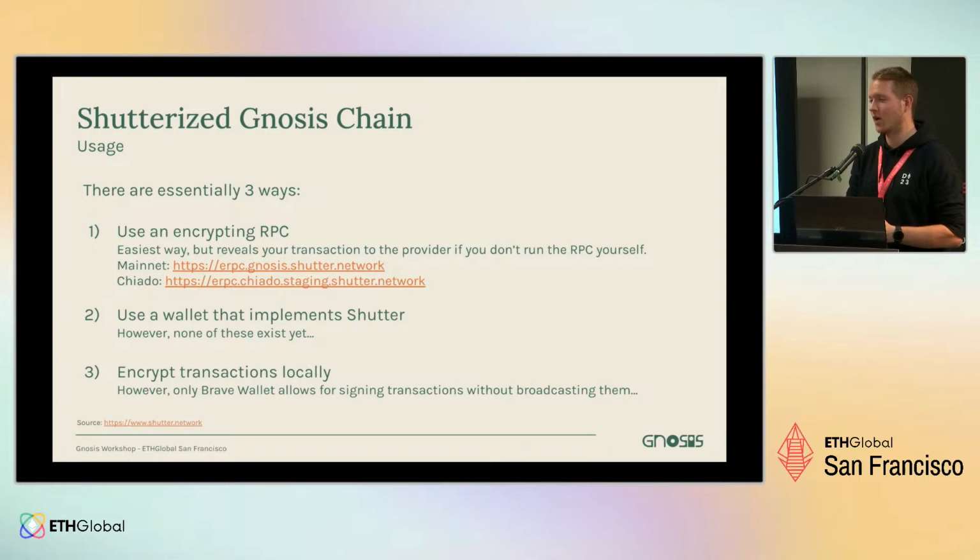You can also use a wallet that already implements Shutter natively, but none of these exist quite yet. And you can encrypt transactions locally, for example directly in the dApp, so you would sign a transaction and encrypt it in the browser. But sadly, it's quite difficult currently, as no wallet actually makes it possible to sign a transaction without also broadcasting it. And if you're broadcasting it, then you lose all the advantage of your transaction being private. Only Brave Wallet allows you to do that, but that's not sufficient to have good UX.